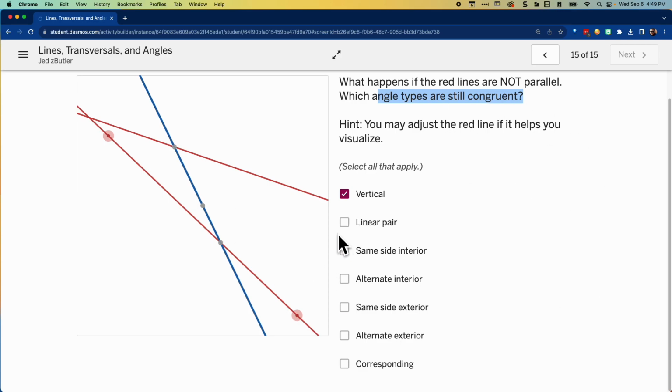So that's it for this little bit of exploration with lines, transversals, and angles. We will get more into exploring and practicing these relationships throughout the next couple weeks. And that's it for this video. Thank you.